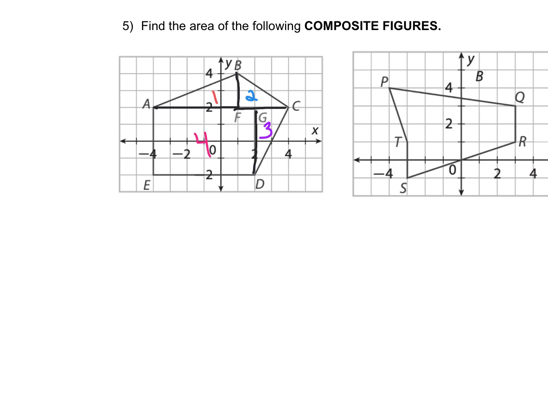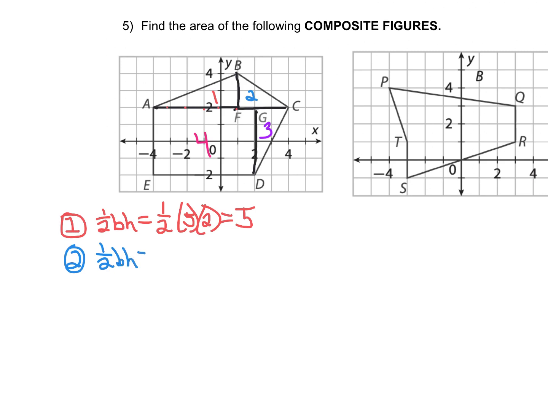Now 1 is a triangle, so it's 1/2 base times height. And it's easy to count here at least. 1, 2, 3, 4, 5 is my base. And 2 is my height. So 1/2 of 10 is 5. Shape 2, same thing. It's a triangle, 1/2 base times height. So the base is 1, 2, 3. And the height is 2.